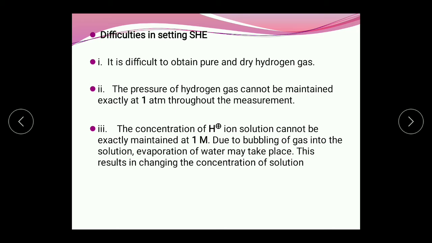So to maintain all the conditions that we have mentioned, those three conditions are the three difficulties. The first is to keep pure and dry hydrogen, the second is to keep 1 atmospheric pressure, and the third is to keep 1 molar concentration of the solution. These are the three difficulties in setting SHE. It is also a question that can be asked in the exam. So remember that always the conditions are the difficulties.